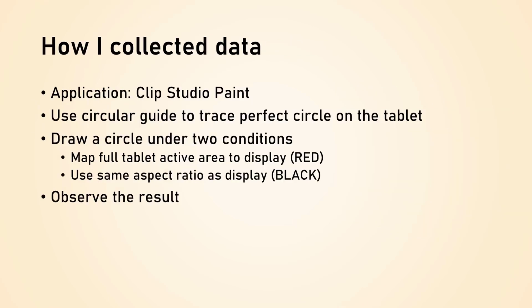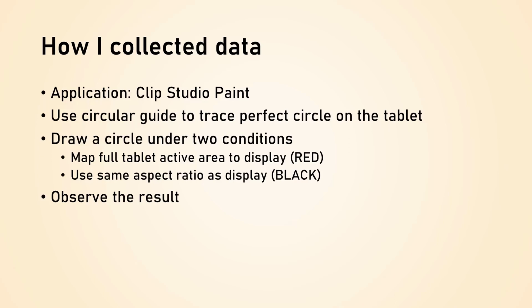So here's what I did. First, I launched Clip Studio Paint. And then on the pen tablet, I put a circular guide to help me trace out a perfect circle. And then I traced out 2 circles for each tablet. For each trace of the circle, I applied different settings for the pen tablet. I traced once using red, and for that trace, I used the default tablet settings where the entire active area of the pen tablet is mapped to the display.